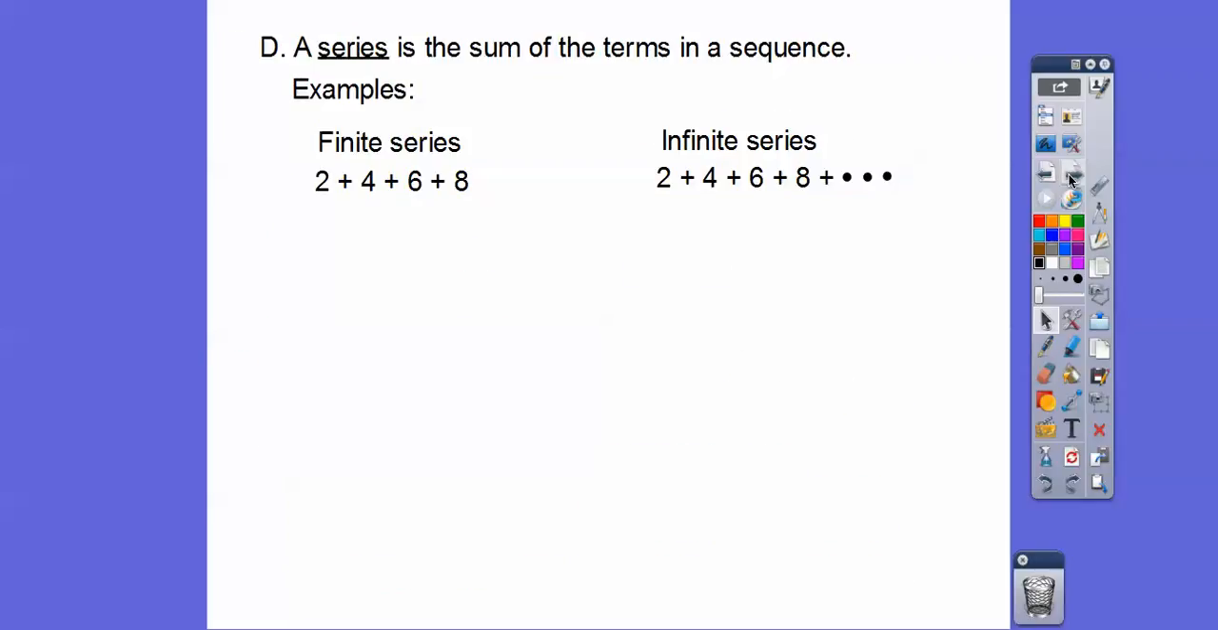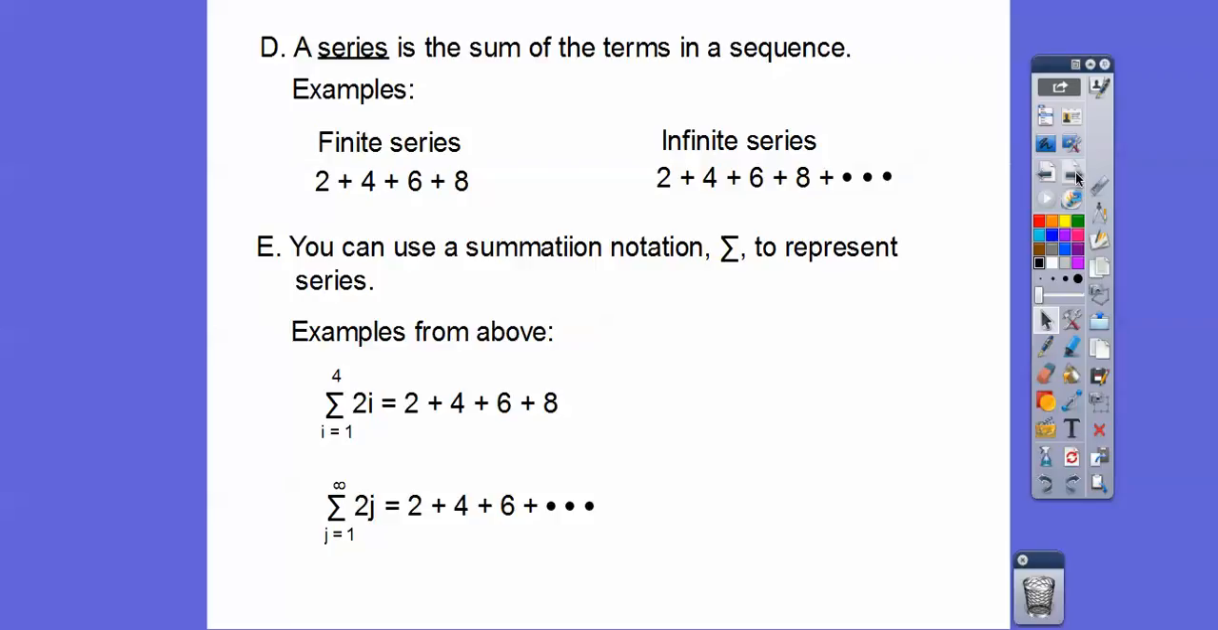So a series, you guys, is the sum of the terms in the sequence. So here's a series right here. I'm just taking this sequence. A sequence has commas in between the terms. A series has pluses in between them. So when you see the word series, you are adding things. This is a finite series. This is an infinite series because of the dot, dot, dot. If it ends, it's finite. If it goes on forever, it's infinite, okay?